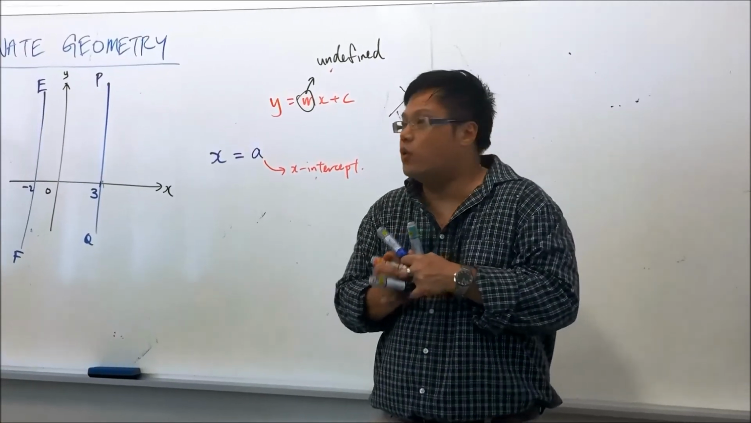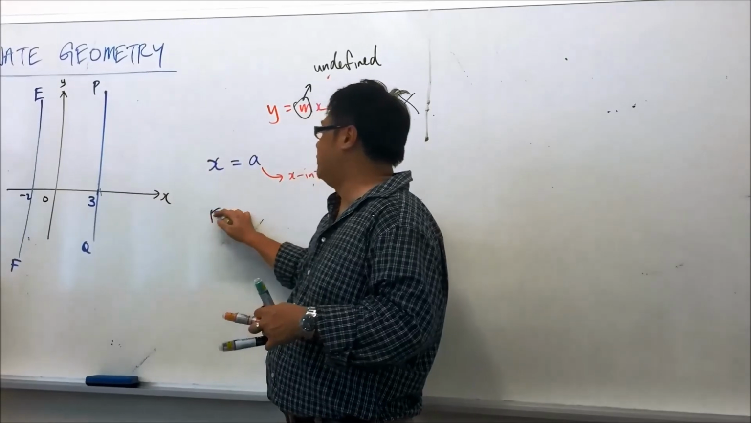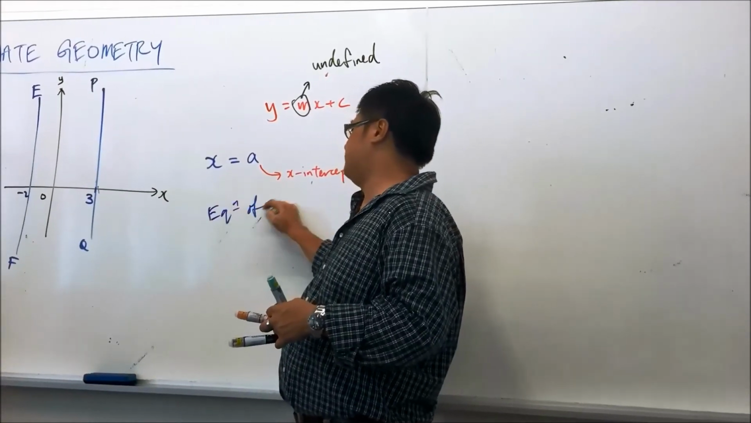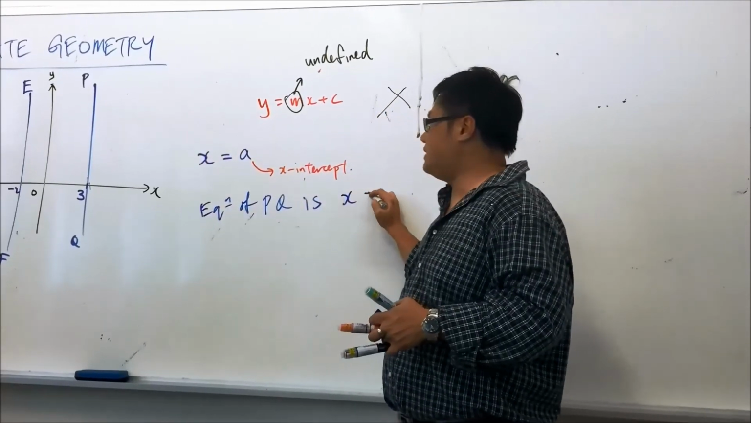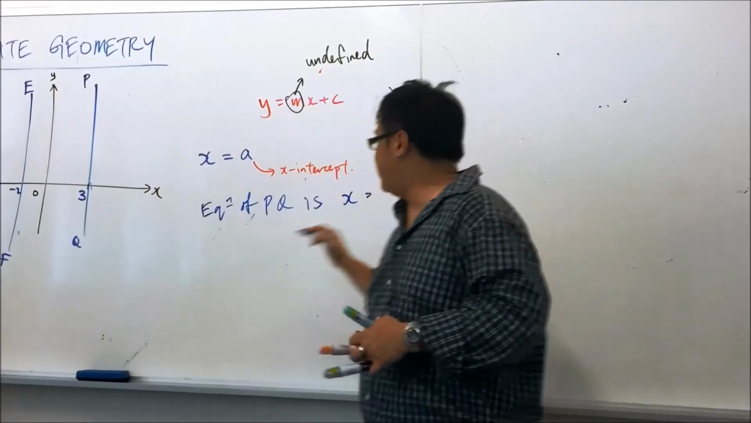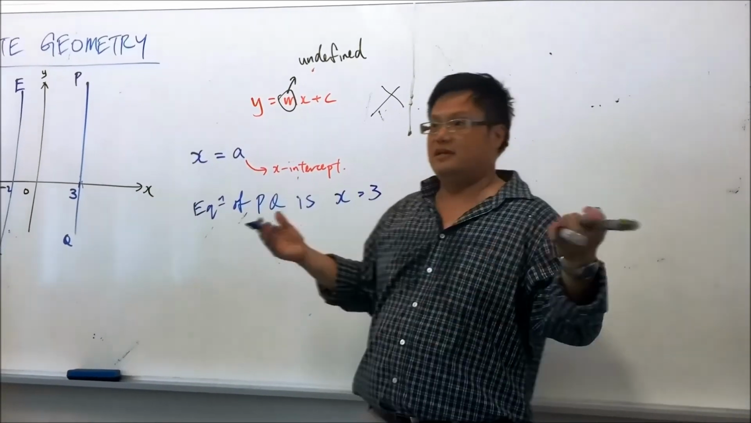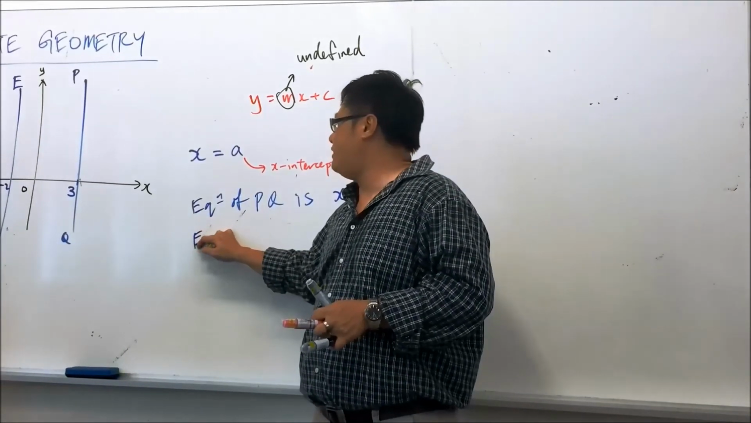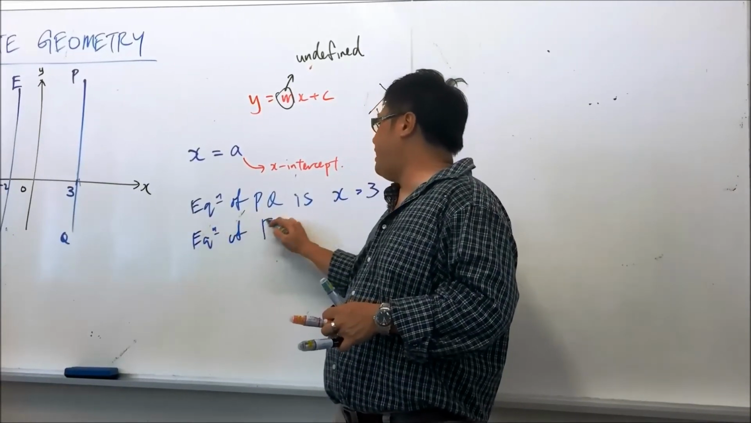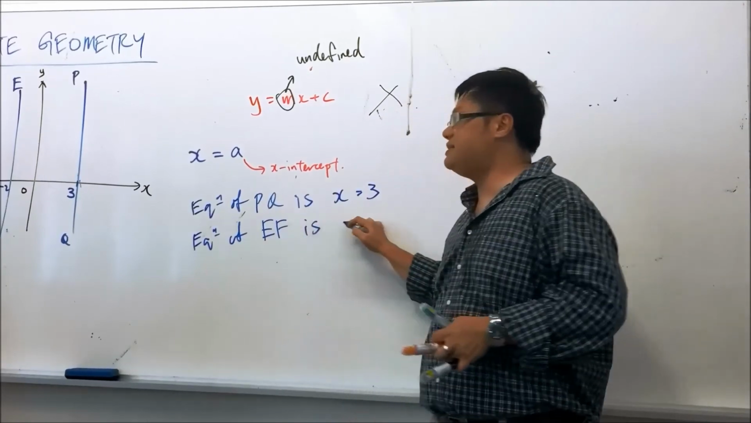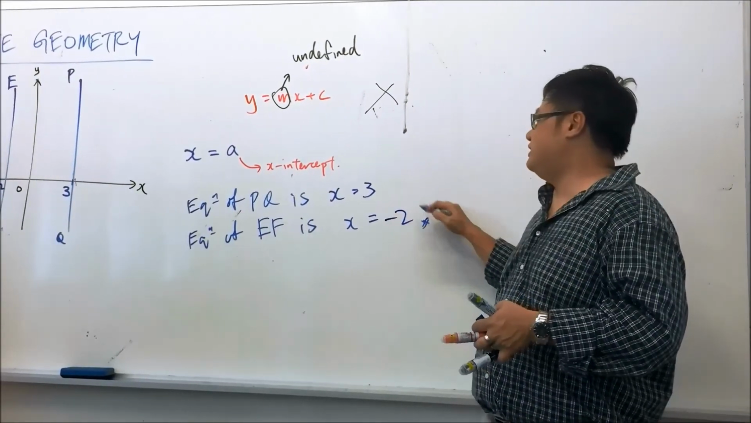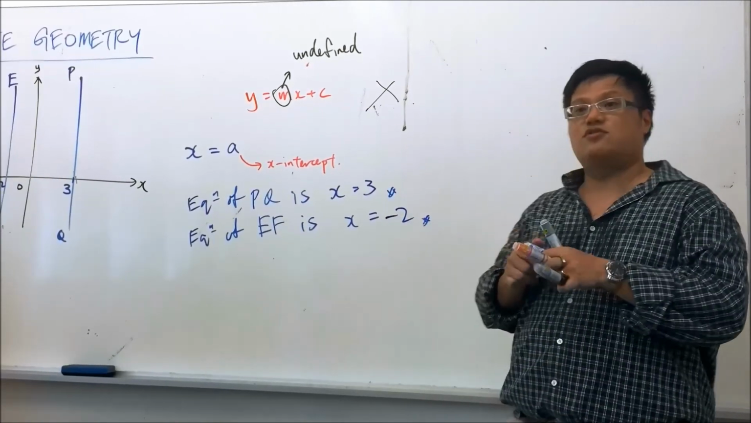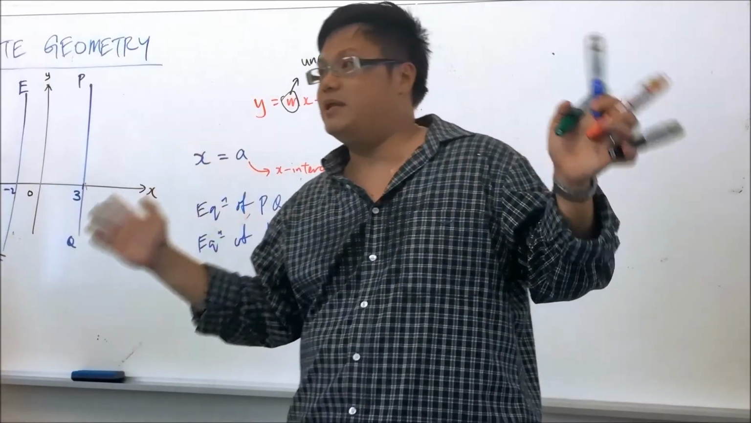So if I want to ask you, what's the equation of PQ? It will be x equals to, what's the x-intercept value? 3. So x equals 3. Is this simple? The equation of EF is x equals to minus 2. So this is the equation of EF, x equals to minus 2, just like that. Everybody okay?